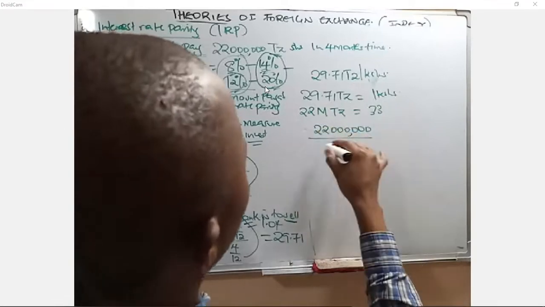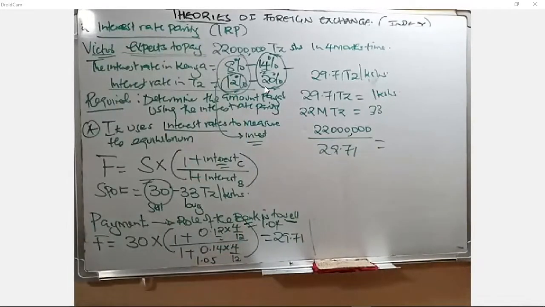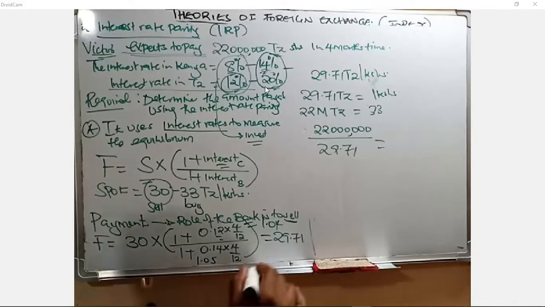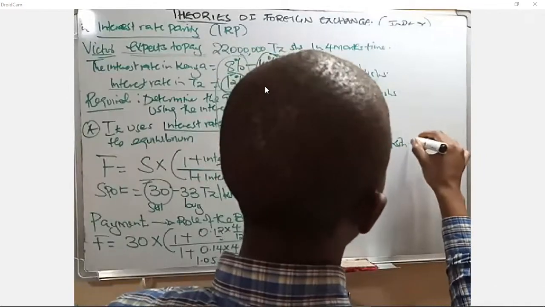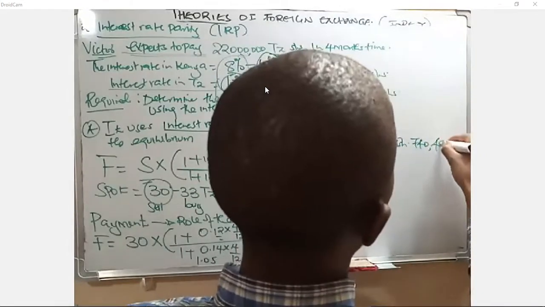You divide by 29.71. Tunaenda kuboro pesa ngapi? Because we are being told to determine the amount payable using the interest rate parity. So ile pesa tunaenda kuboro in Kenya shillings ni ngapi? I just said 22 million. You divide by 29.71. Getting Kenya shillings here, 740,491.